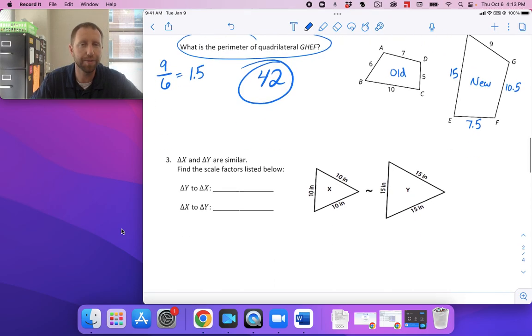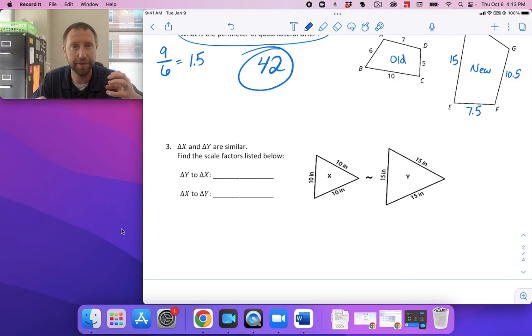Okay, and another one with scale factor. By now, hopefully scale factor is ingrained in your brain. That was most of 7th grade, and now we're reviewing it again. It's saying that triangles X and Y are similar. Find the scale factor listed below. If it's telling you which one is the original, it's by which one they list first. It says from triangle Y to triangle X. So Y is the original, and it's changing to X. X is the new one.